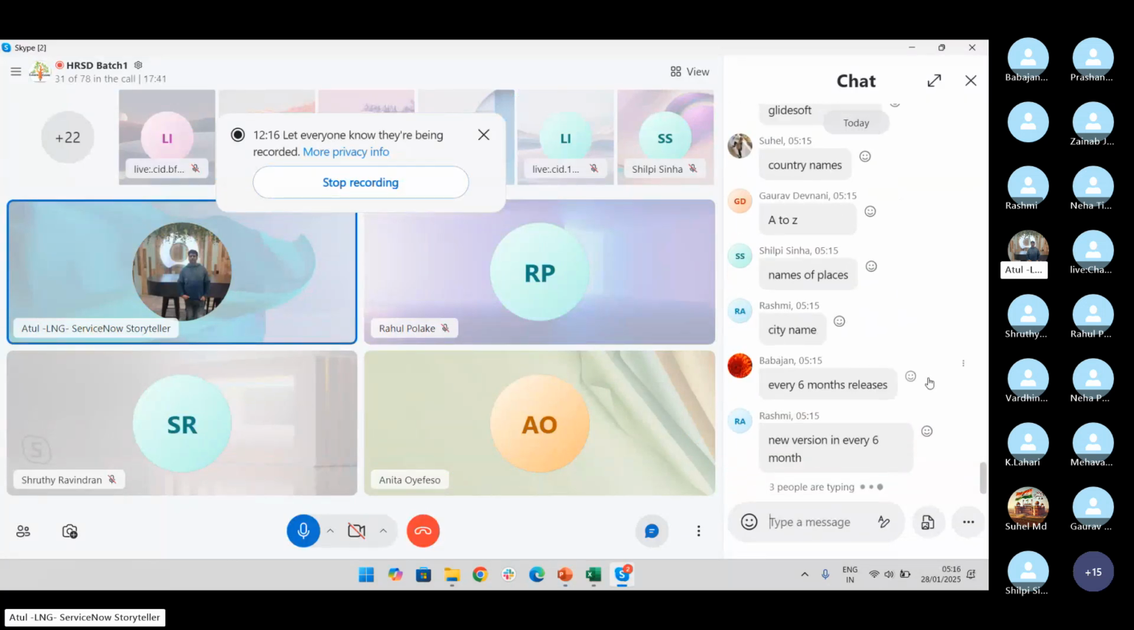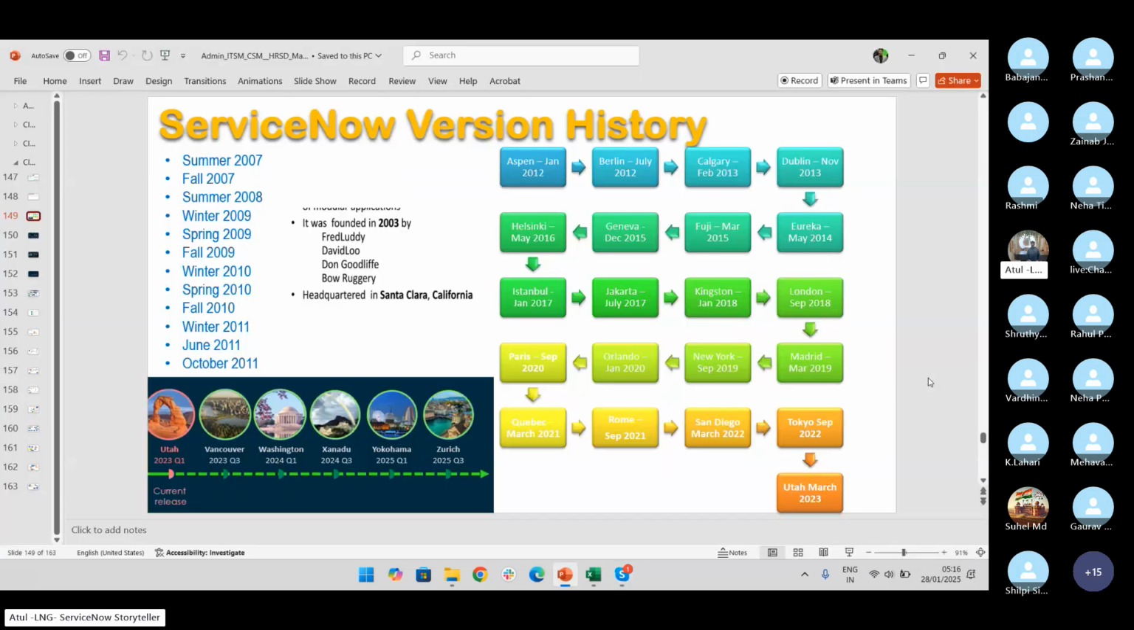Every 6 months releases. Correct. ServiceNow is a platform with consistency of releases. You can see 12 is fine, 13 fine, 14 only one, 15 to 16 only one. Then from 17 onwards, it's continuously 2 releases per year. The latest going on is Xanadu, and what is coming next is Yokohama.